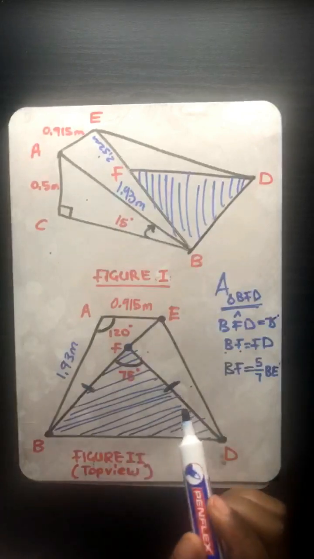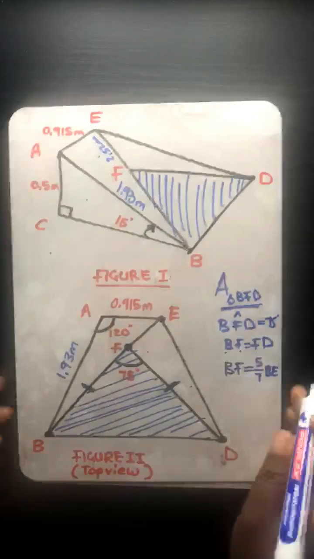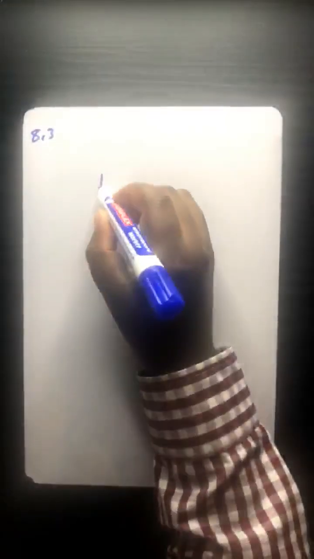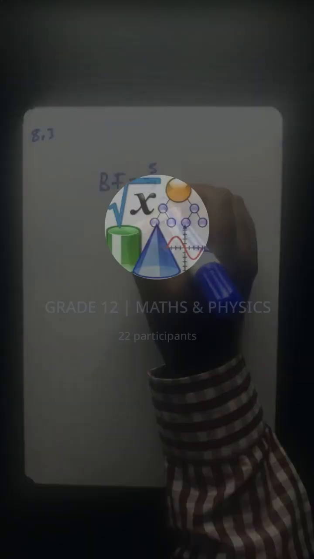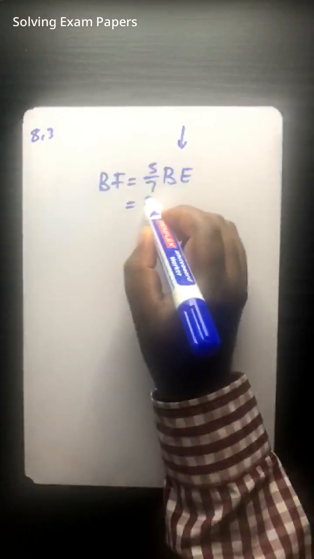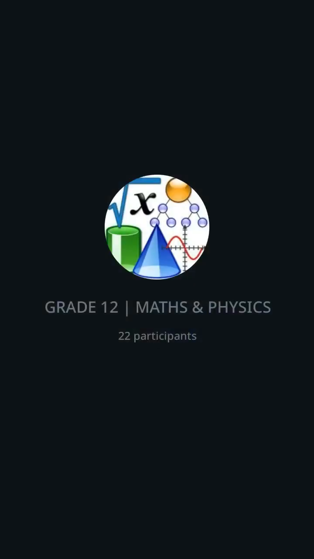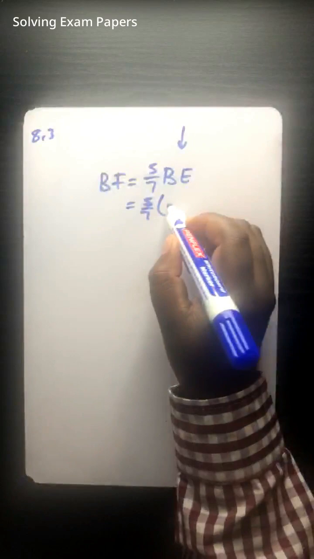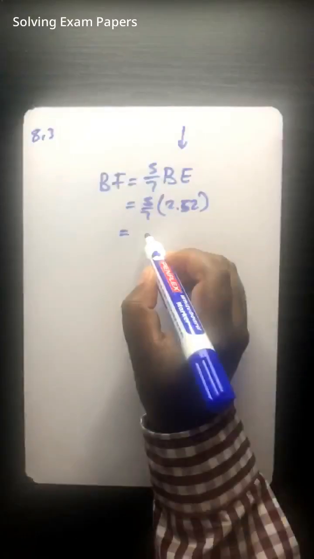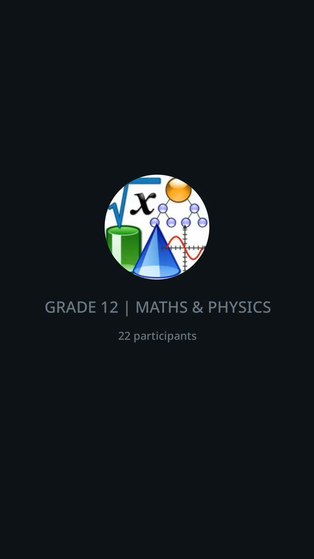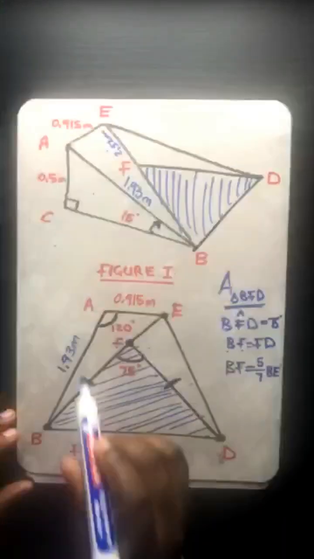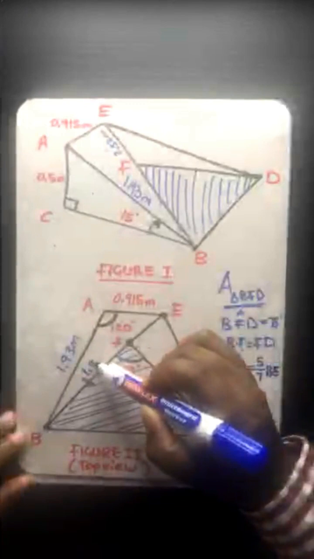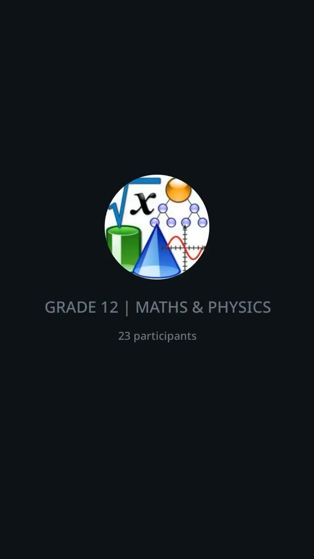Oh, okay. No, you are onto something. So you're saying since we know BF is equal to 5 over 7 of BE, and we just calculated BE. What was BE? Was it 2.52? Yes, sir. And then you punch that, and it gives you a decimal. What did you say there? Did you say 1.8? Yes, 1.8. So that means this side is 1.8 meters, and this side is 1.8 meters.